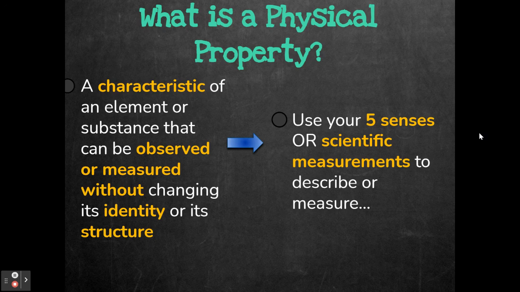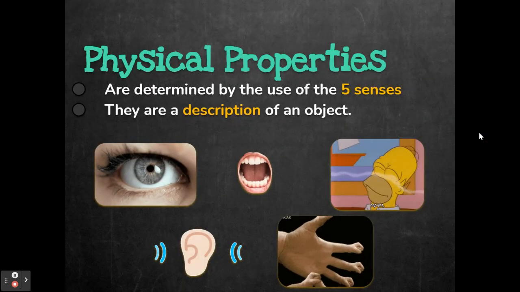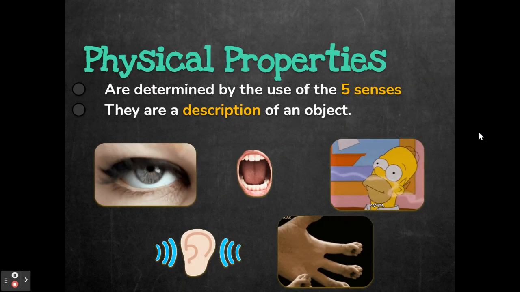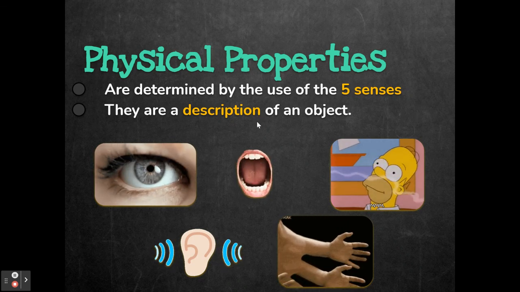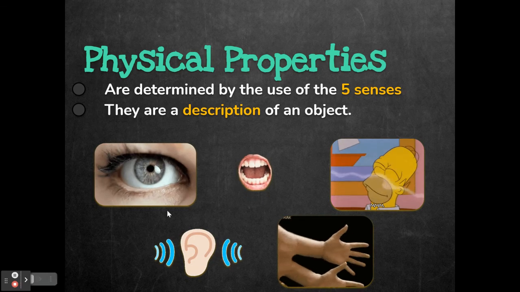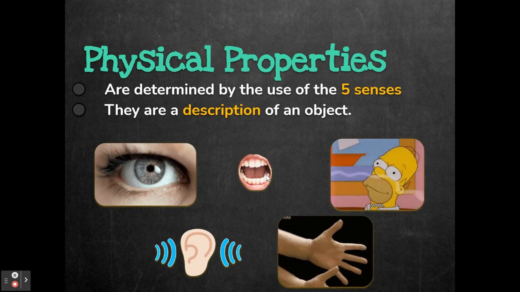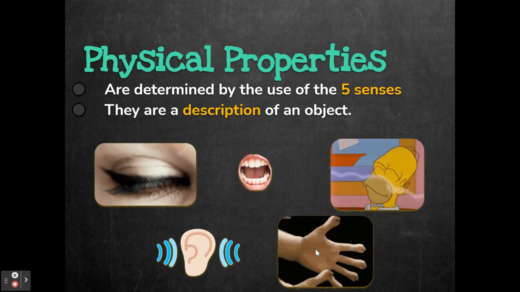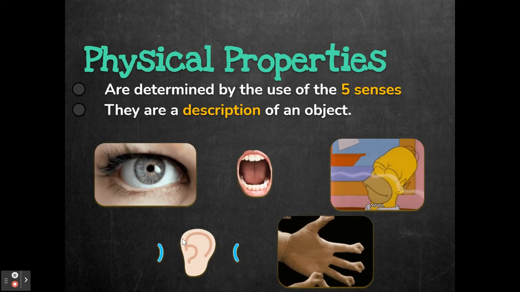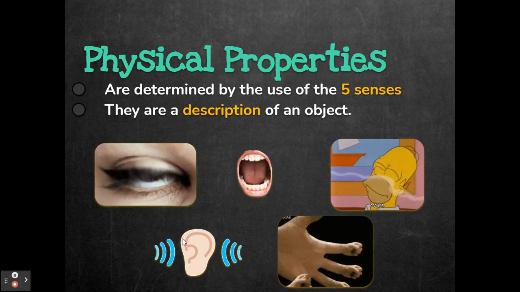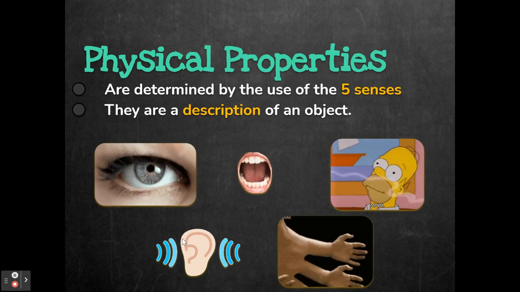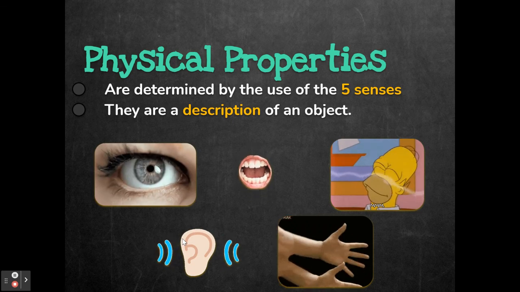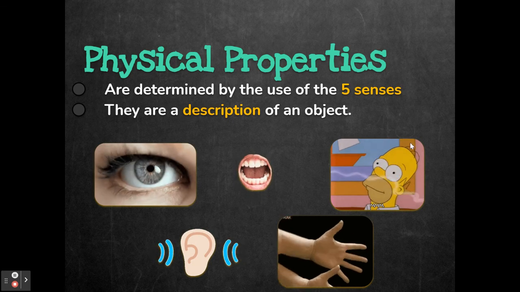All right, so physical properties are determined by the five senses, and again, they are descriptions of an object. So if you see something, you taste it, you smell, you touch, you hear. Also, remember, it can be a measurement. So you could say it's 1 inch, it's 50 milliliters. Those are all physical properties.